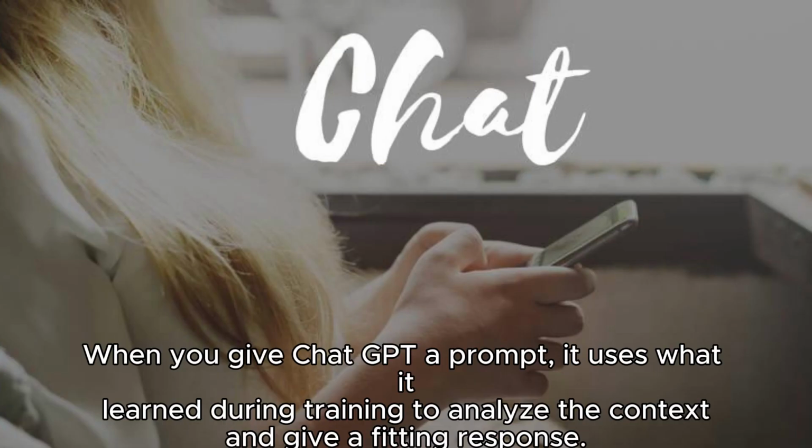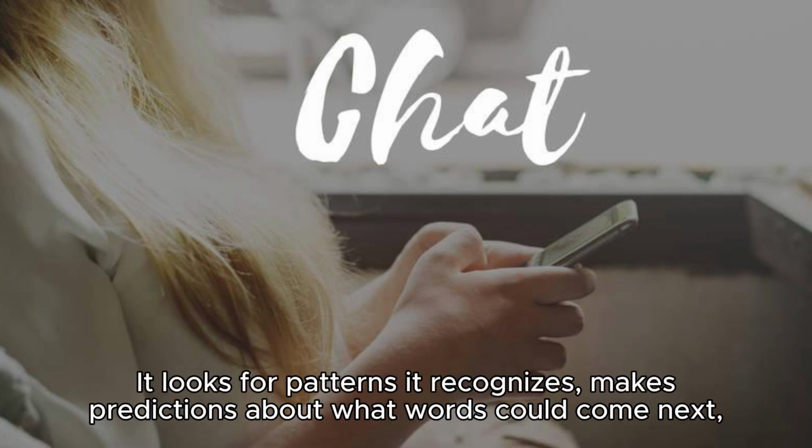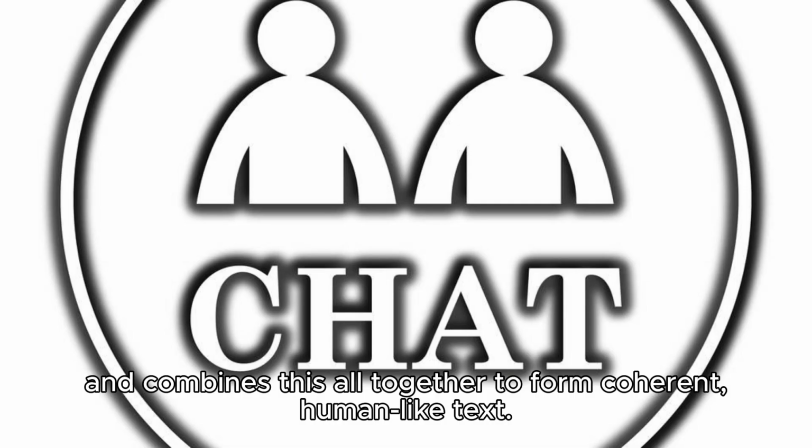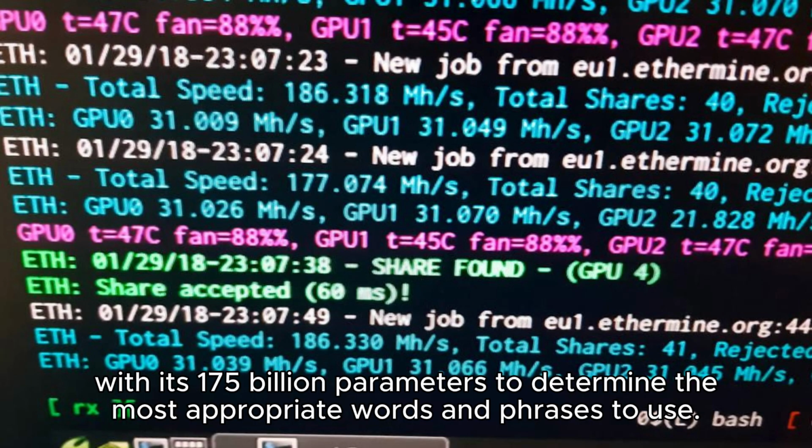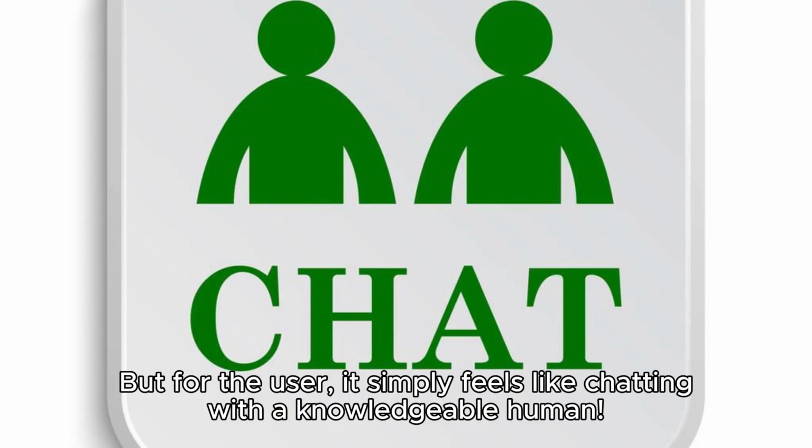When you give ChatGPT a prompt, it uses what it learned during training to analyze the context and give a fitting response. It looks for patterns it recognizes, makes predictions about what words could come next, and combines this all together to form coherent, human-like text. Behind the scenes, ChatGPT is doing complex statistical analysis and probability calculations, with its 175 billion parameters, to determine the most appropriate words and phrases to use. But for the user, it simply feels like chatting with a knowledgeable human.